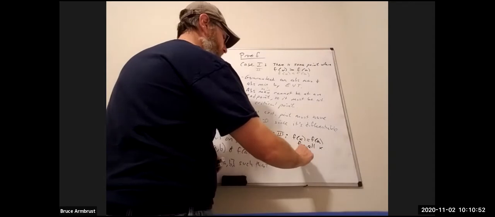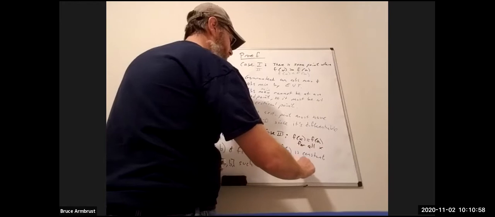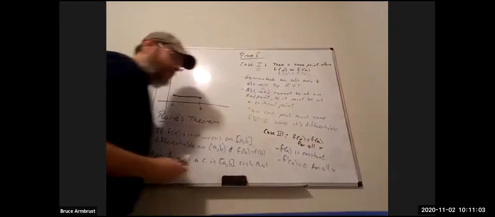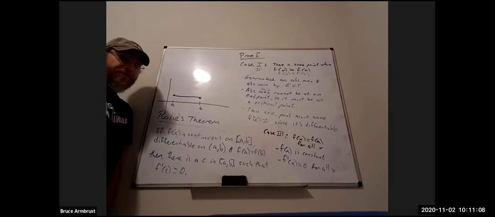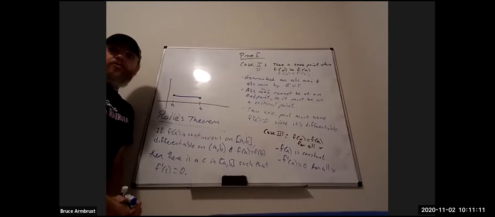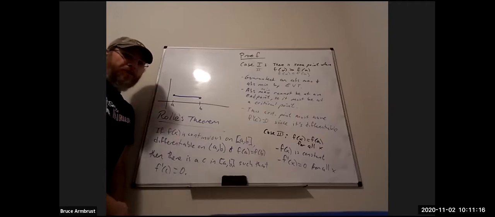So in this case, here's my write-up. f of x is constant. Therefore, f prime of x equals 0 for all x, which means that there is a point where it equals 0, all of the points. Okay, so there's Rolle's theorem. Yay. So if you're ever in a situation where you've got a continuous differentiable function whose endpoints have the same value, you're guaranteed to have the derivative equal 0 somewhere in there.